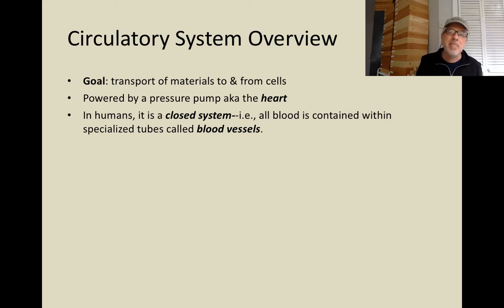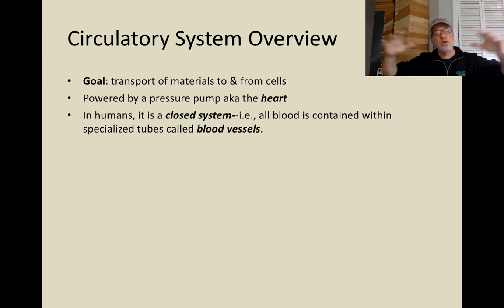And what we mean by that is all the blood is contained within specialized tubes called blood vessels. That's not the case for other organisms, such as insects, where there are no closed vessels in which blood flows. The quote-unquote blood in insects just flows throughout the entire inside of the body.